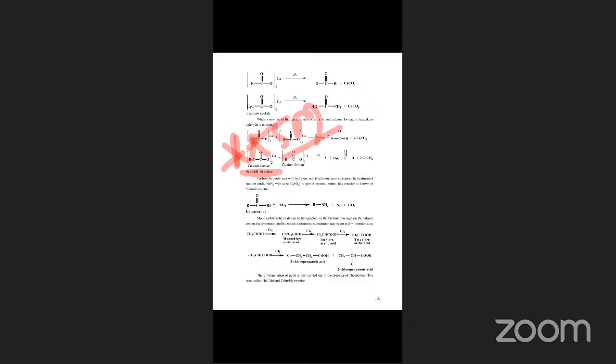Schmidt reaction. Carboxylic acids react with hydrazoic acid, prepared by treatment of sodium azide, NaN3, with concentrated H2SO4. That is not NH3, that is N3H, which is called hydrazoic acid. So carboxylic acid reacts with hydrazoic acid. This is the preparation method for amines.